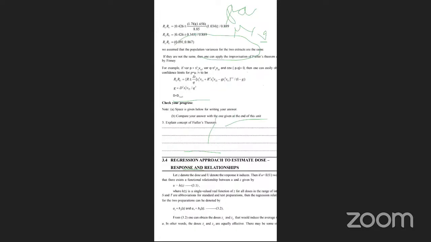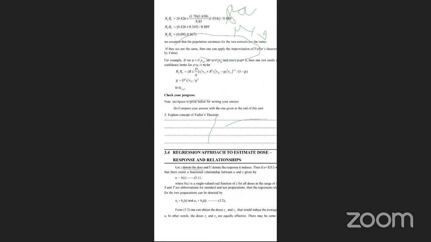So here, RU is 0.889. So RU is 0.091, 0.0861. We assumed that the population variance for the two extracts are the same. If they are not the same, then one can apply the improvisation of Fieller's theorem obtained by Finney.